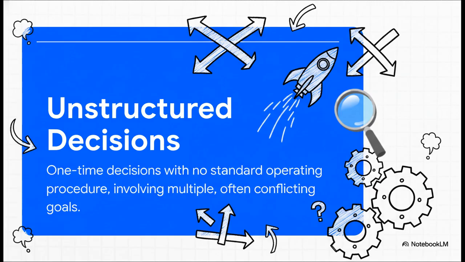Think about it. Launching a brand new product into a market that's totally unpredictable. Or maybe deciding on a huge strategic merger. These are one-off situations. There's no playbook. You're trying to juggle a bunch of different goals that might even contradict each other. That's exactly the kind of challenge a DSS is made for.